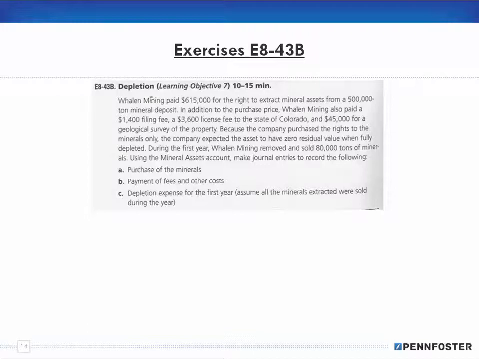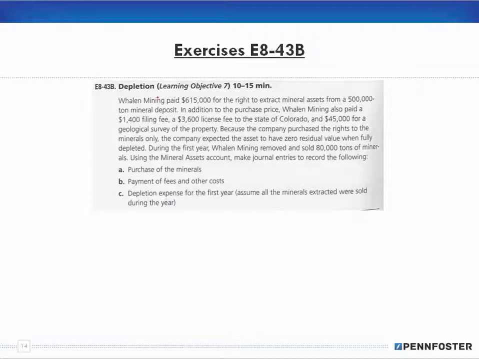Okay, so this problem we're working on depletion, and it says Wayland Mining paid $615,000 for the right to extract mineral assets from a 500,000 ton mineral deposit. In addition to the purchase price, Wayland Mining also paid a $1,400 filing fee, a $3,600 license fee to the state of Colorado, and $45,000 for a geological survey of the property. Because the company purchased the rights to the minerals only, the company expected the assets to have zero residual value when fully depleted. During the first year, Wayland removed and sold 80,000 tons. Using the mineral assets account, make journal entries to record the following: the purchase of the minerals, payment of the fees and other costs, and depletion expense for the first year, assuming all of the minerals extracted were sold during the year.